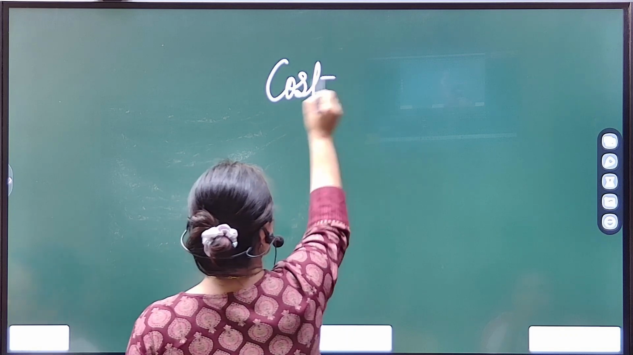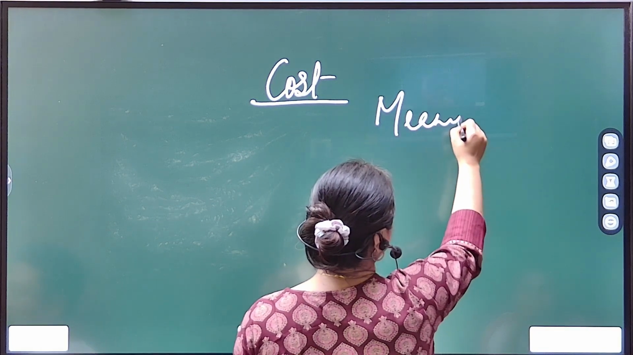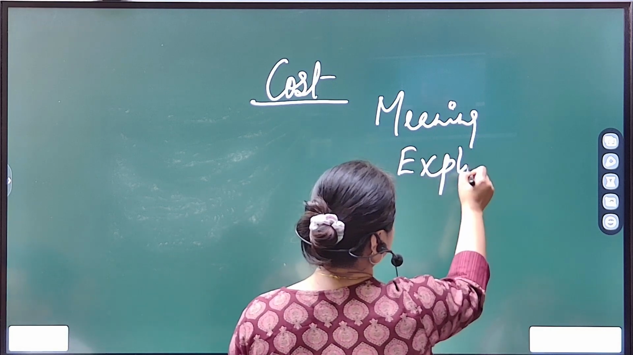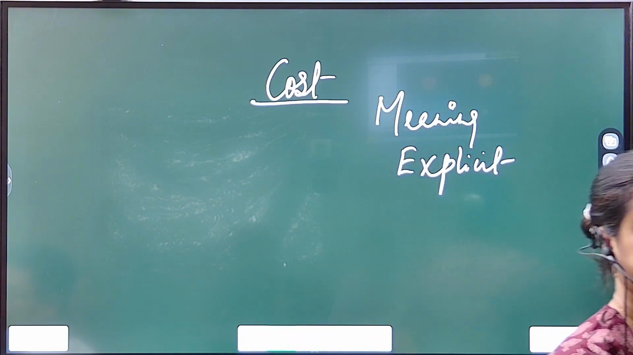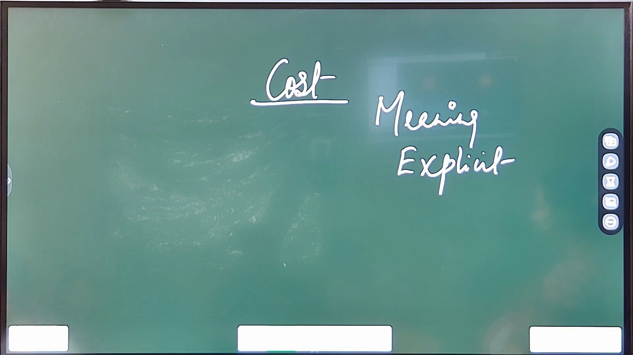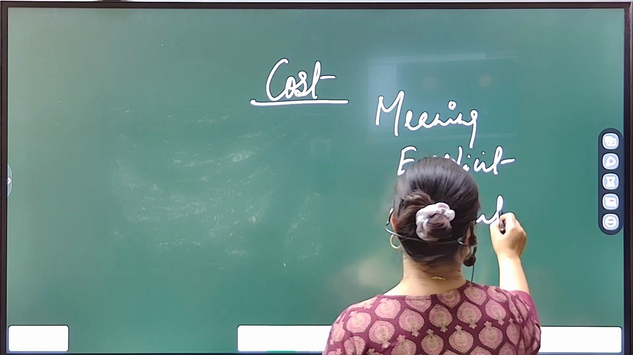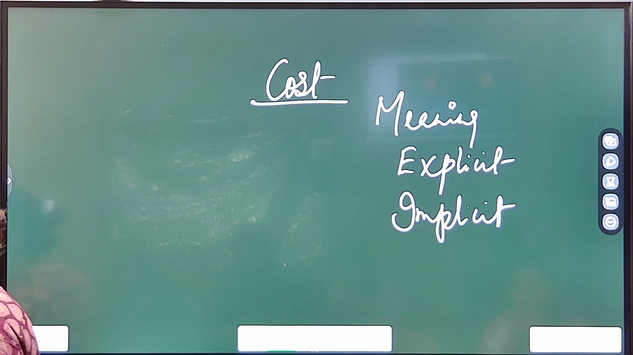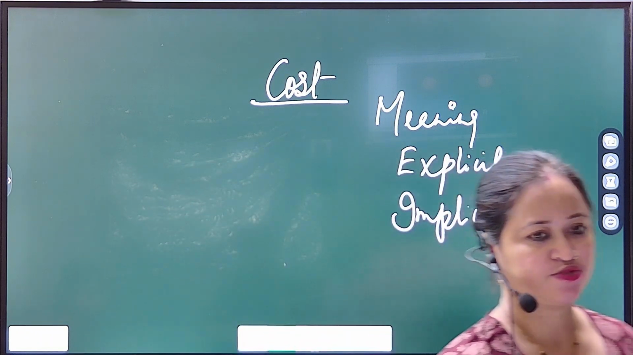Okay, so last class we started with cost. So we know the meaning of cost, right? Okay, so we have discussed explicit cost and implicit cost. Can you give me one example of explicit cost? Somebody give me an example of explicit cost. Ishmita, Rintu, anyone? What is explicit cost?